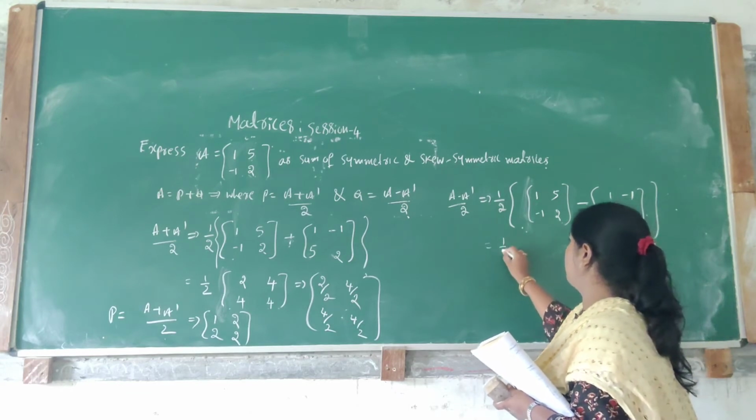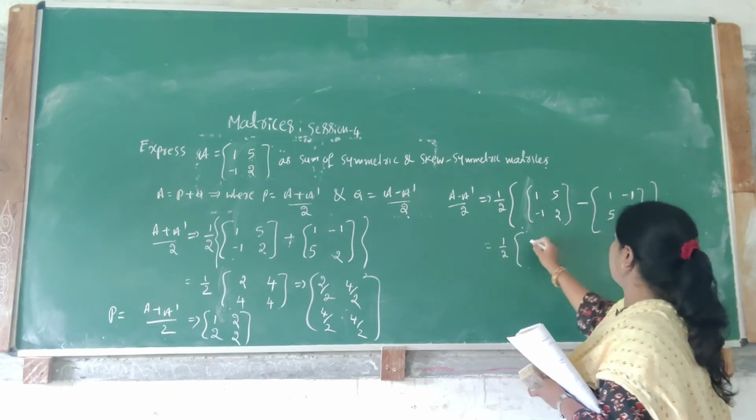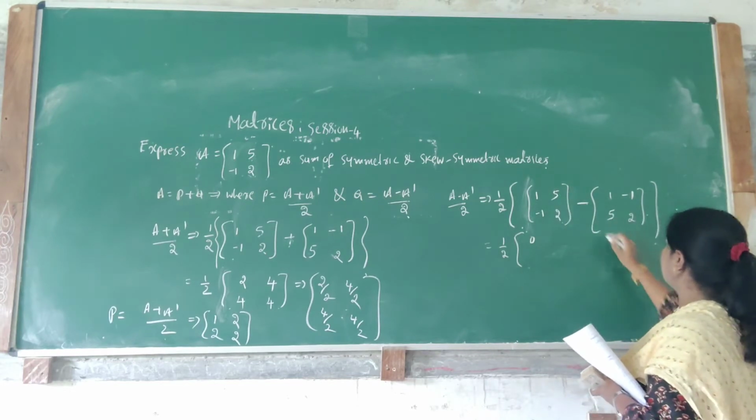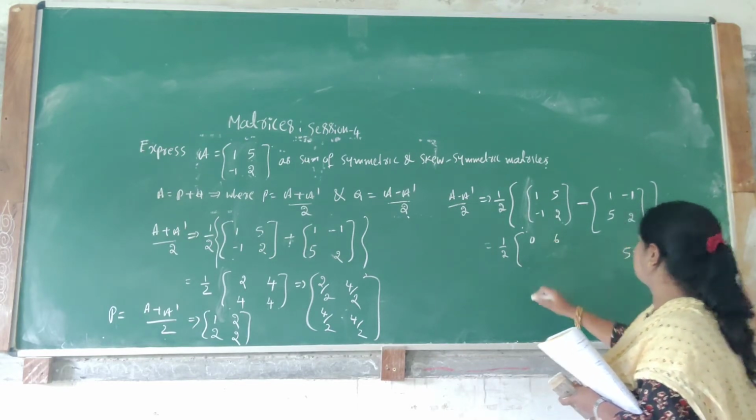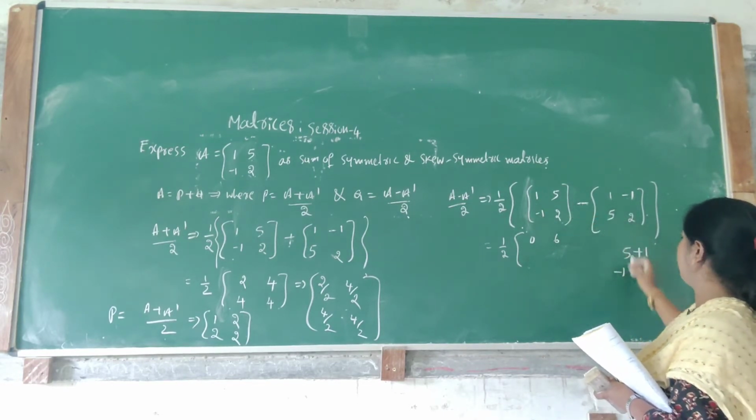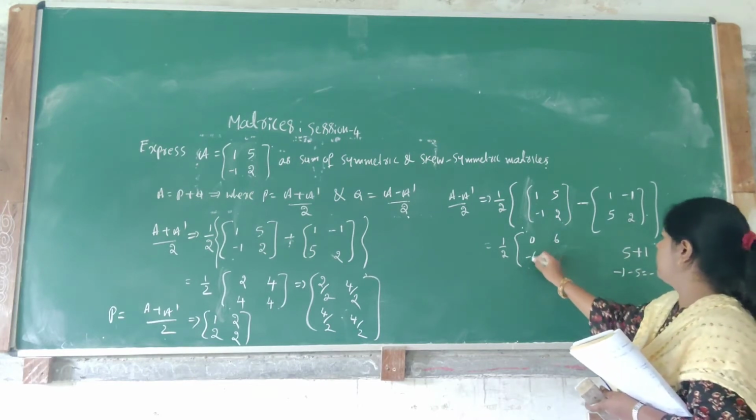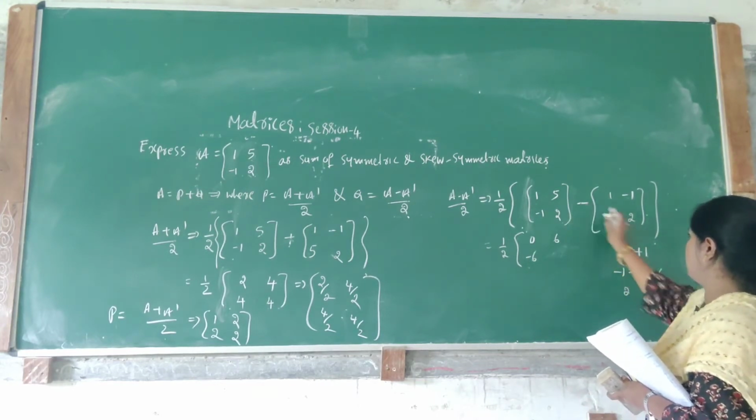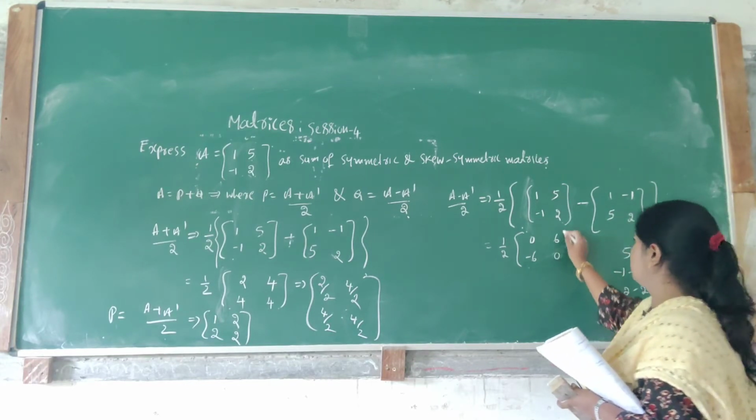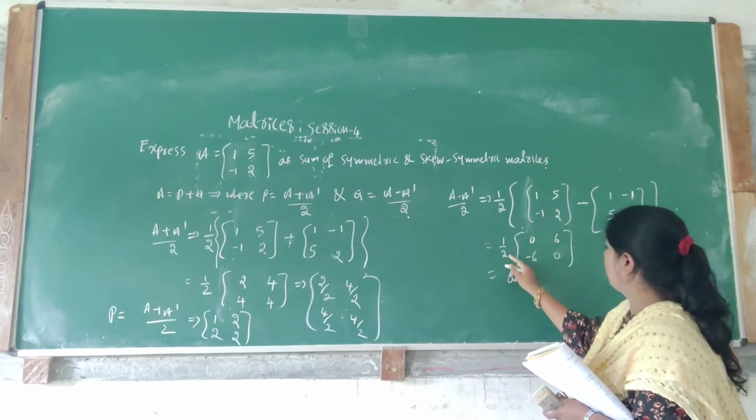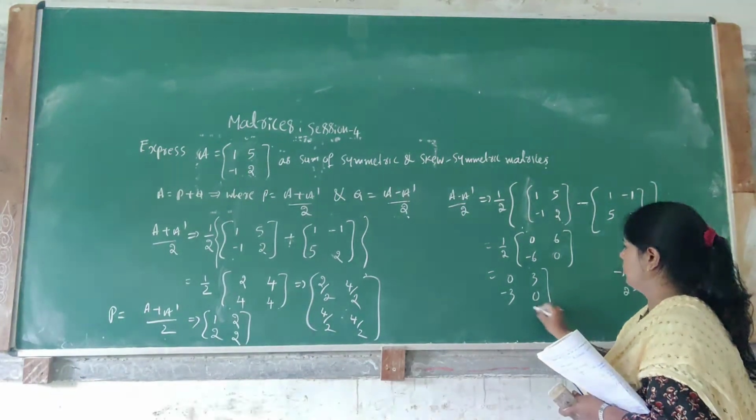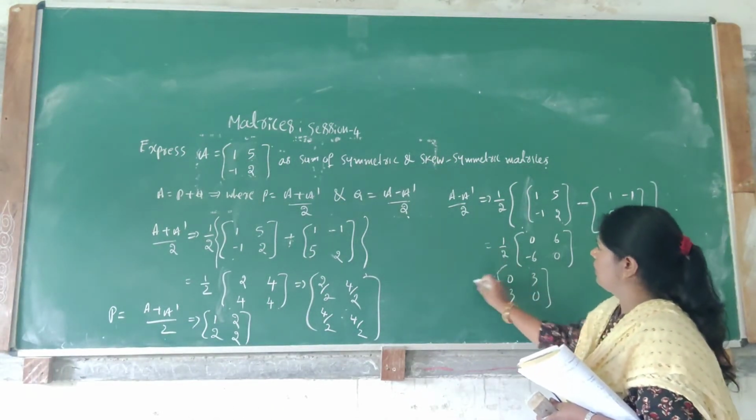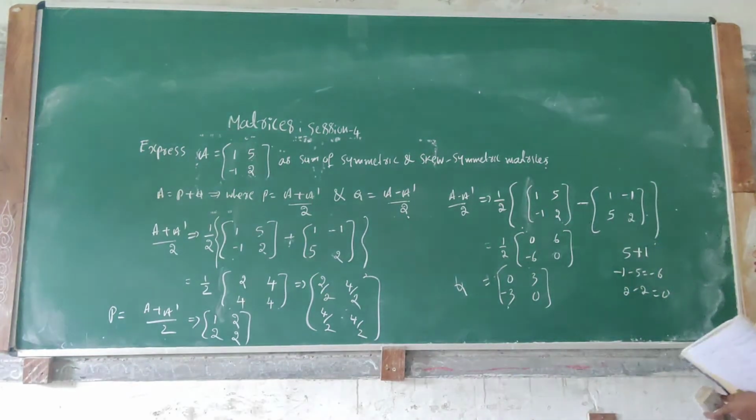So 1 by 2 of [1 minus 1, 0; 5 minus into minus, how much? Plus. Minus into minus is plus, 1, which is equal to 6; minus 1 minus 5, which is equal to minus 6; 2 plus into minus, minus 2, which is equal to 0]. So 0, 3, minus 3, 0. If you take minus as common, you get the Q only, okay? This one is Q.